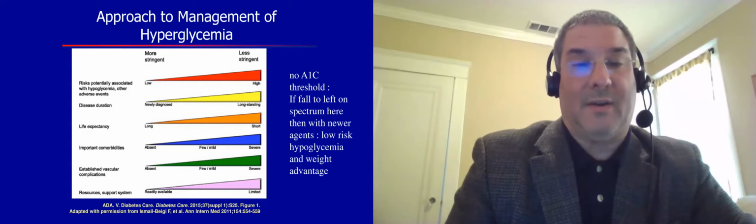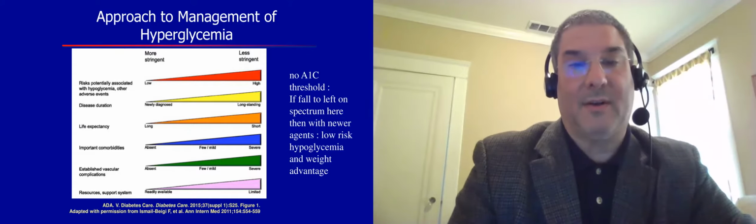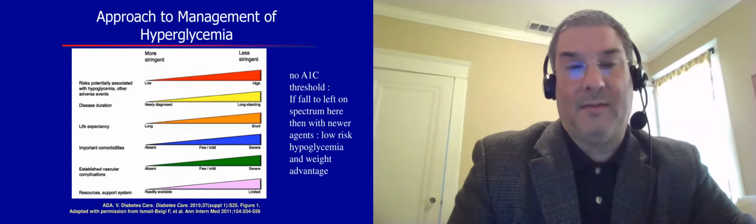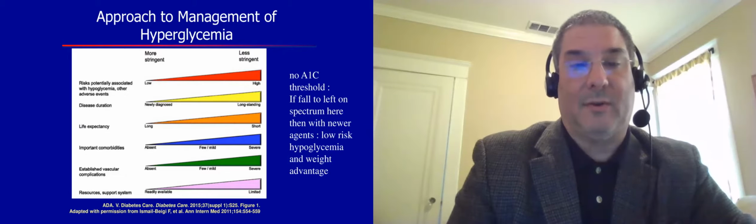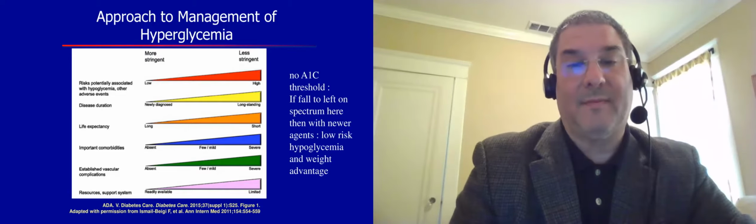On the right side here, we've got patients who are older and have macrovascular disease and are at much higher risk from hypoglycemia. And so we would consider less stringent control so that we maximize the benefit-to-risk ratio.